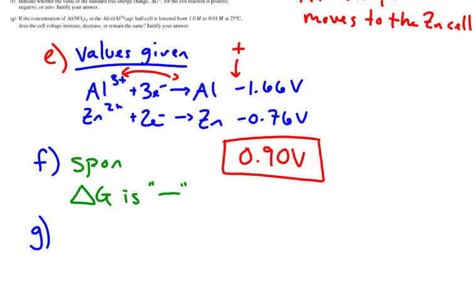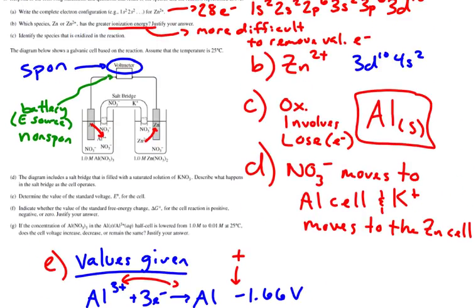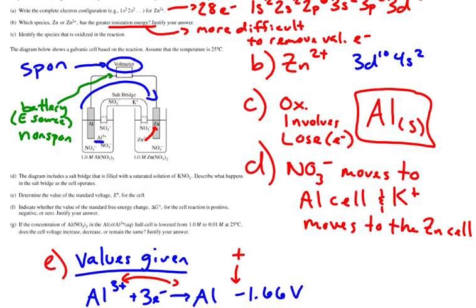If the concentration in the Al3+ half cell is lowered from 1 to 0.01, does the cell voltage increase, decrease, or remain the same? There's a lot of ways you can think about this. So you could sit here all day and go, okay, so that's lower, and the electrons are going like this. So is that causing it to drive here and there? There's an easier way.